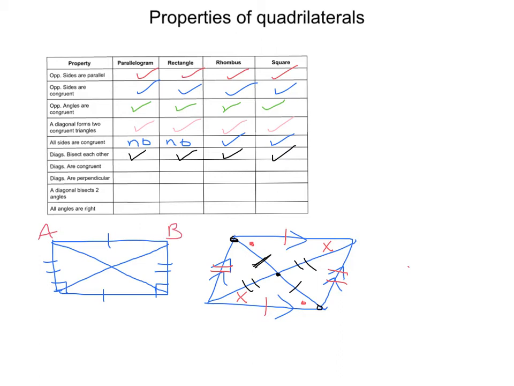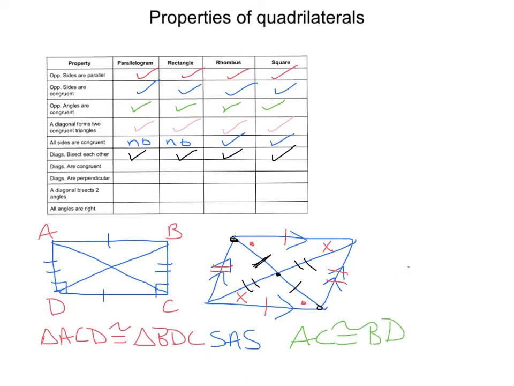But again, if I label this A, B, C, D, do you see how triangle ACD is congruent to triangle BDC? Those two are congruent by side angle side. Please pay attention to that being side angle side and not HL, even though it is a right triangle. It is side angle side. Okay, so if that's true, then by corresponding parts, AC is congruent to BD, right? So that is true for a rectangle.